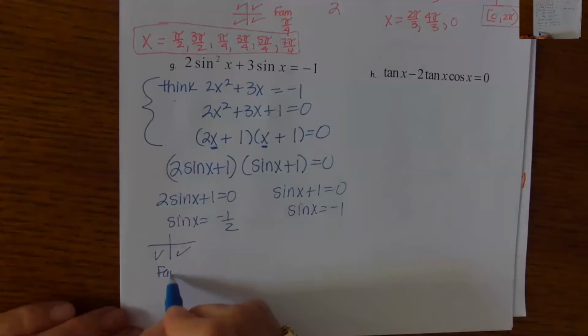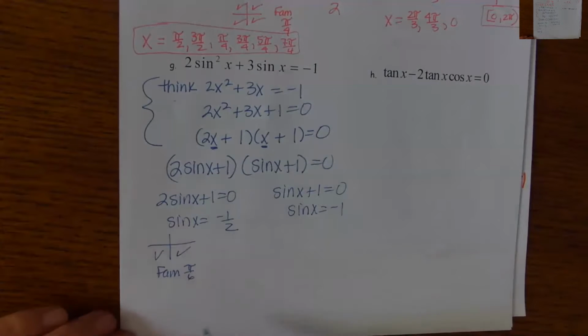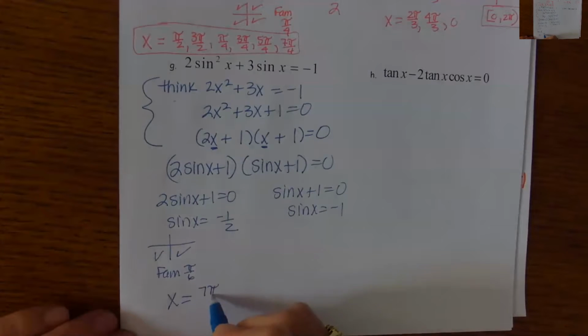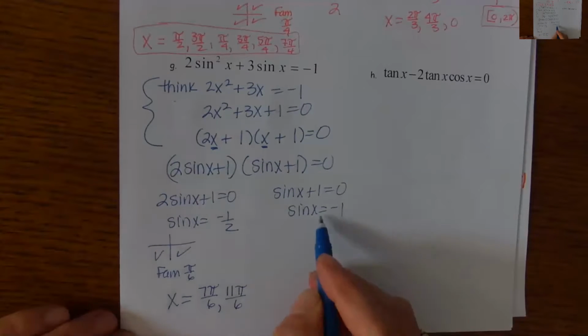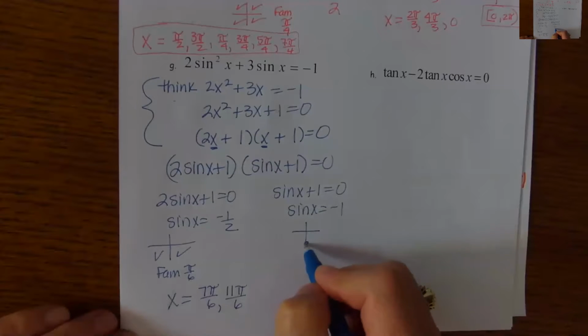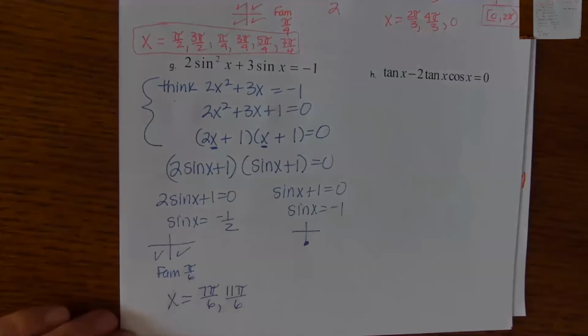The family I'm talking about is pi over 6. So that's going to be what? 7 pi over 6 and 11 pi over 6. Sine equals negative 1. That's down here. And I know the name of that angle is 3 pi over 2. So in this case, I have 3 answers.